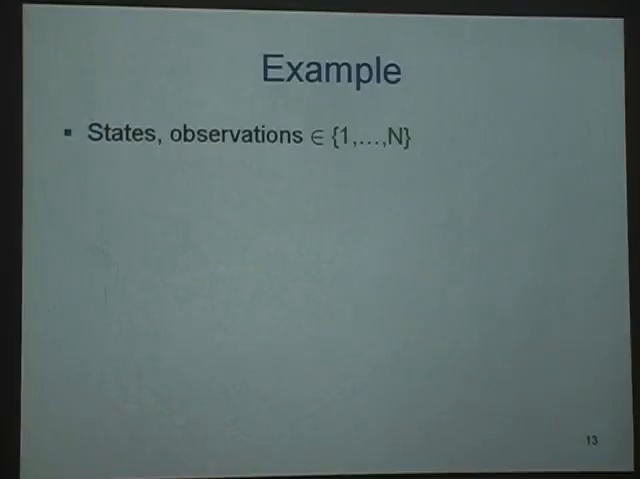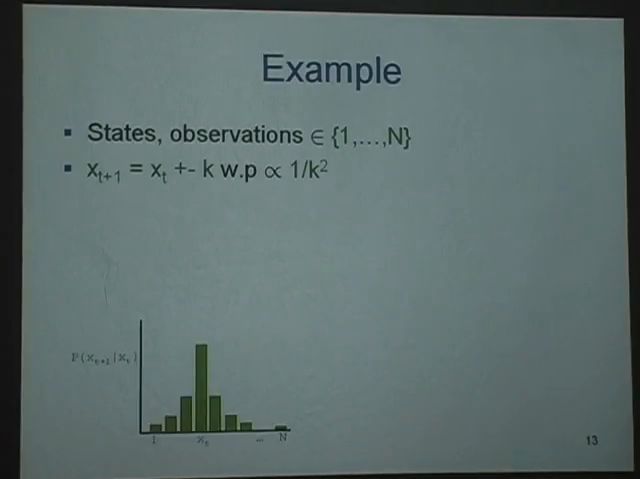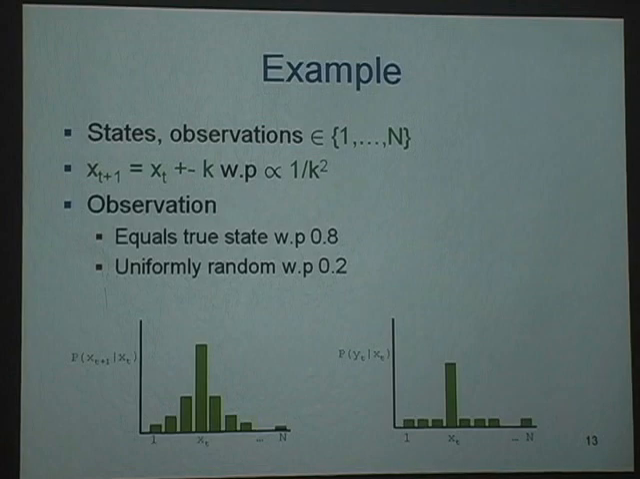So let me just, for concreteness, give a very simple example. Let's say that we have a situation where the states and observations are both just small finite sets, say the numbers from 1 through n. And let's say we have the following Markov chain. The way it evolves is that if xt is some number, then xt plus 1 is xt plus or minus k with probability 1 over k squared for all possible k. So in other words, it moves around symmetrically, and it's less likely to move a long distance. So that's the state Markov chain. And for the observations, most of the time we just see what the true state is. And every now and then, we get an outlier that is just uniformly random. And of course, we don't know which are the outliers, so we don't know if we saw the true state or not.